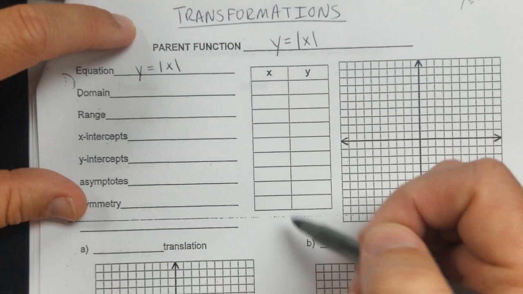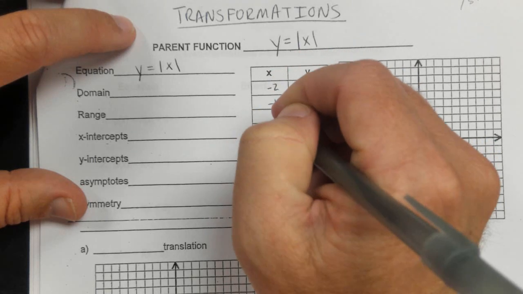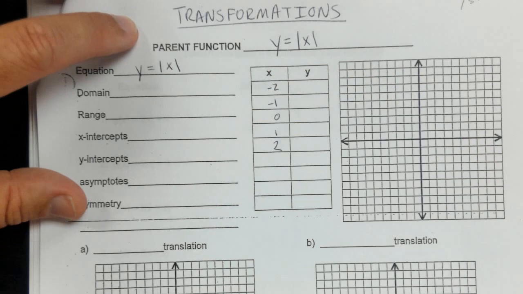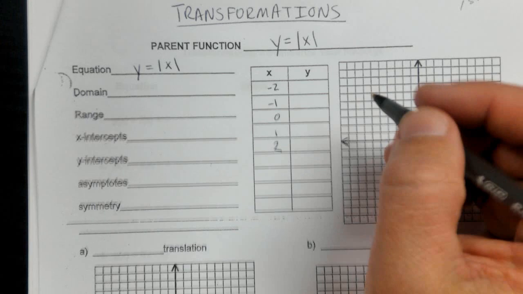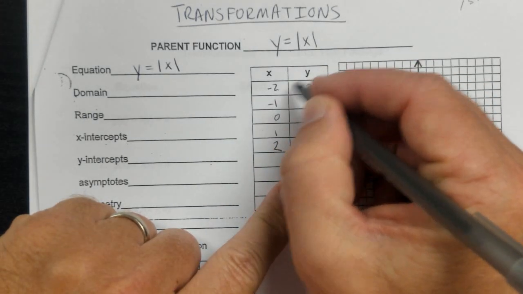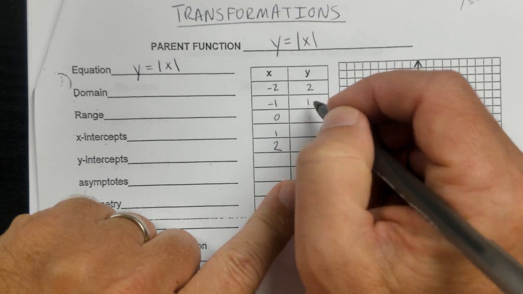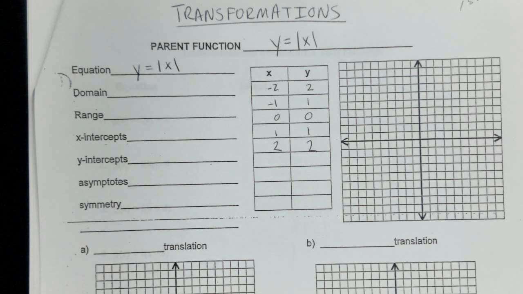Let's start with the table of values. This is way too many. We don't need that many. Let's just go -2 to 2. That's plenty, especially given the fact that we know the basic shape of an absolute value. So let's see. Absolute value of -2 is 2. Absolute value of -1 is 1. And the rest are even easier than that. It just makes the negatives positive.